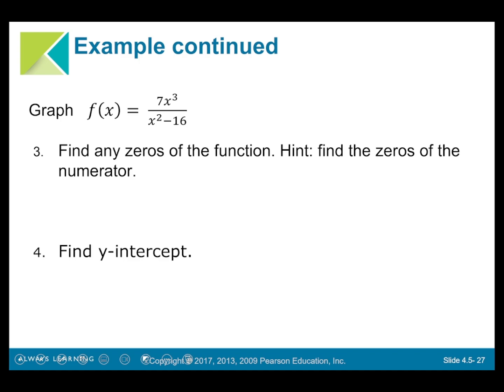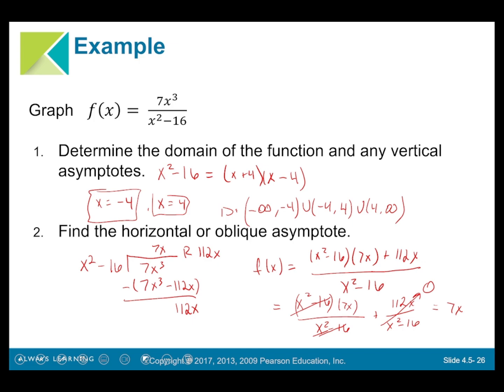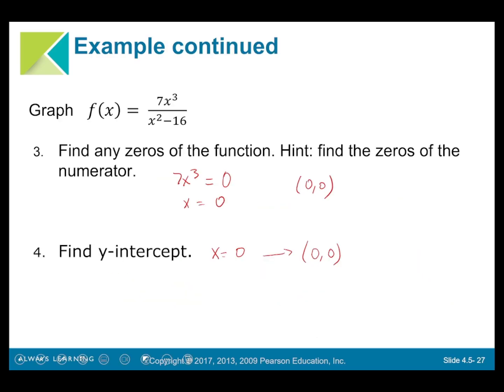Now, any zeros of the function would be zeros of the numerator. So we're looking at 7x cubed. And if that equals 0, that would give us x equals 0. And so naturally, that's the point 0, 0. If I look for my y-intercept, I would normally think about when x equals 0, but we just found that that exactly gives us the point 0, 0. So we have, in summary, vertical asymptotes at negative 4 and 4, an oblique asymptote at y equals 7x, and then of course we must go through the origin 0, 0.